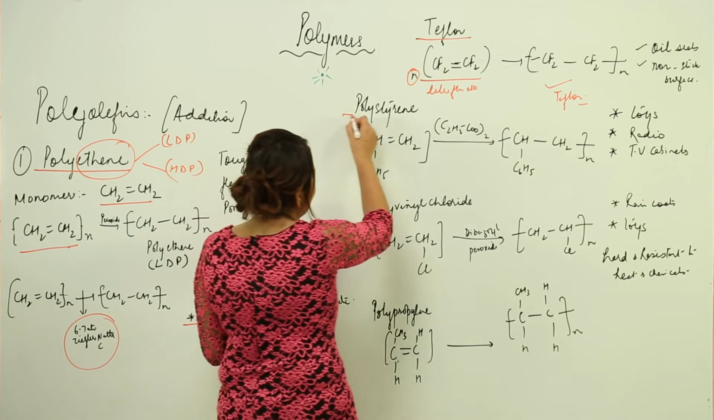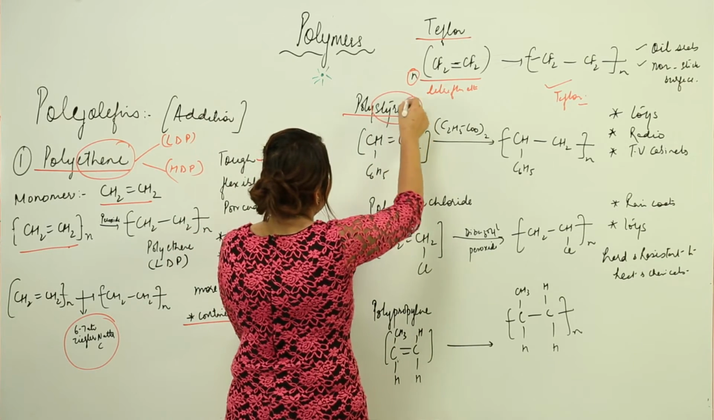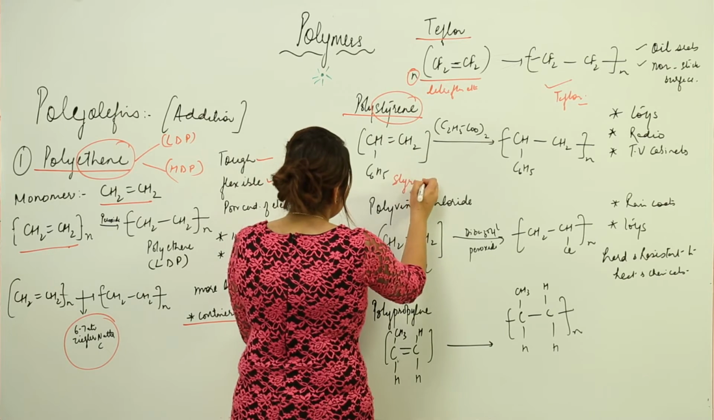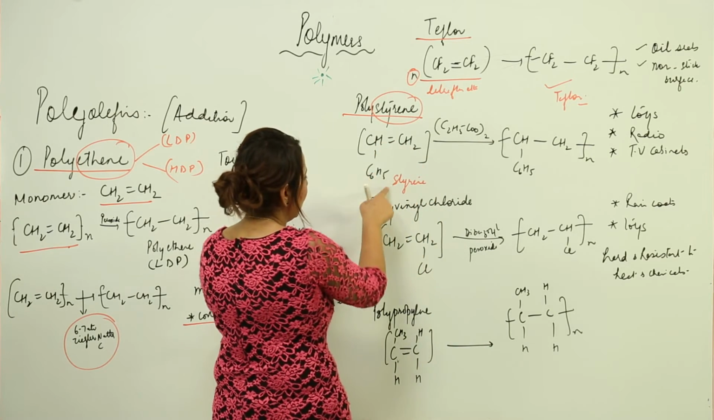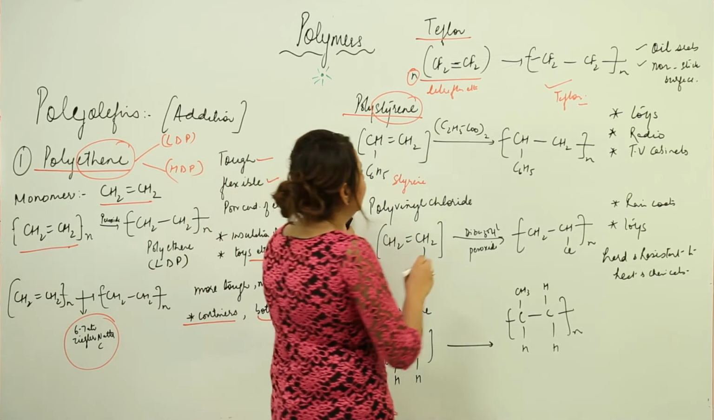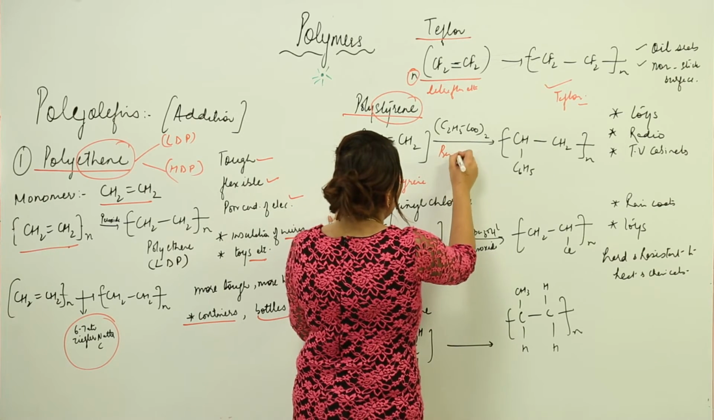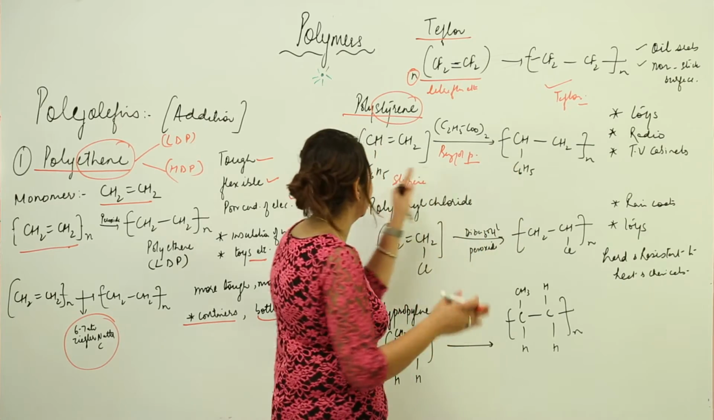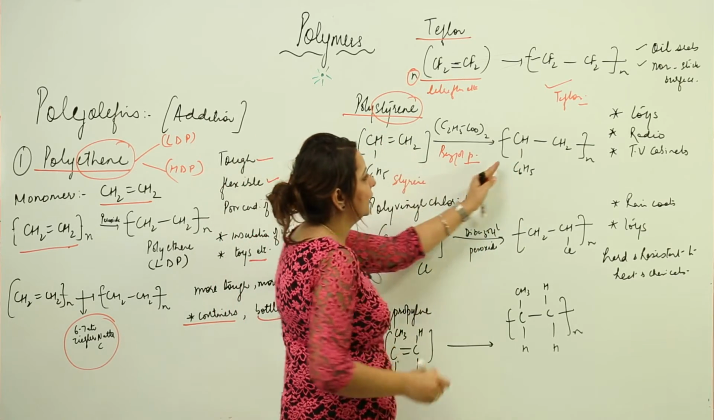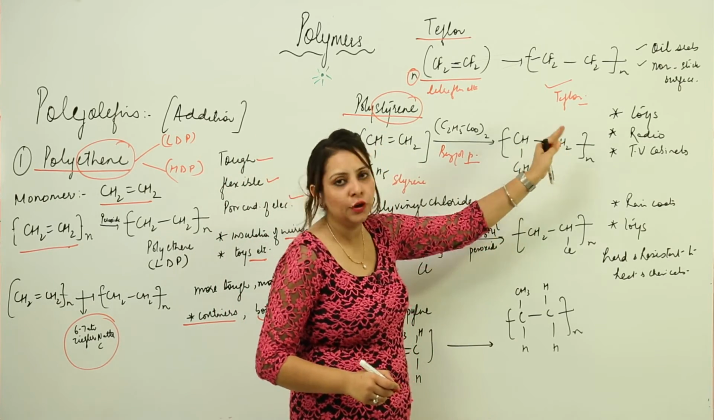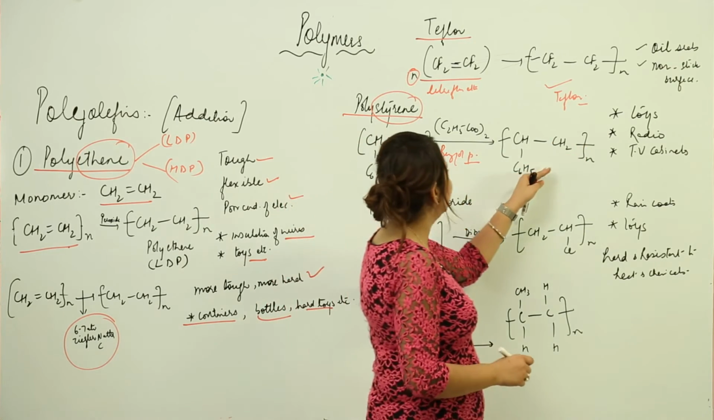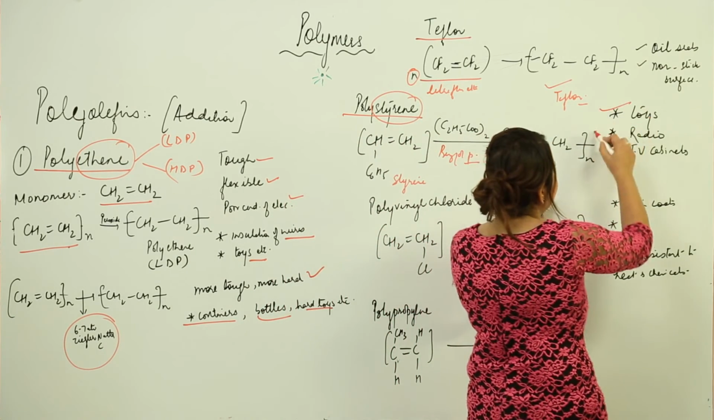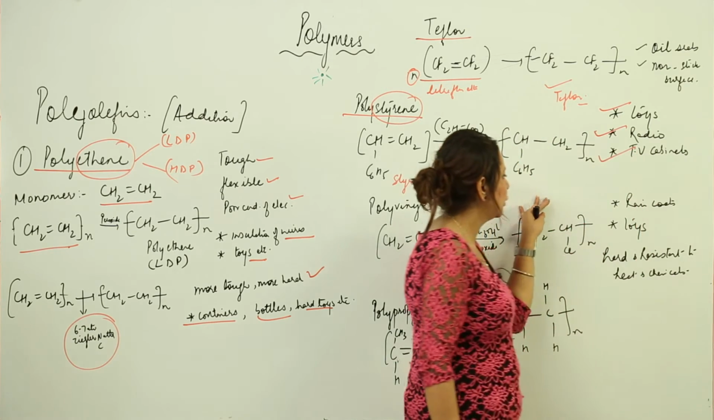Next is polystyrene. As the name suggests, the monomer is styrene, which is CH double bond CH2 with a C6H5, and here the catalyst is benzoyl peroxide. To link them up, you just open the bond and write n, which means this unit will keep on repeating. Polystyrene is used in making toys, radios and TV cabinets.